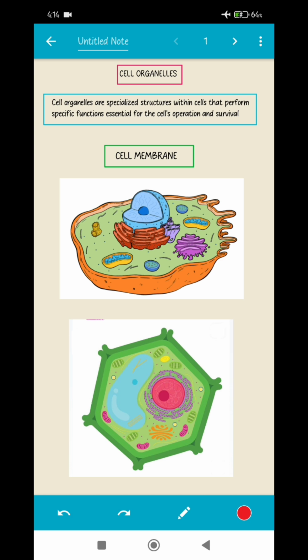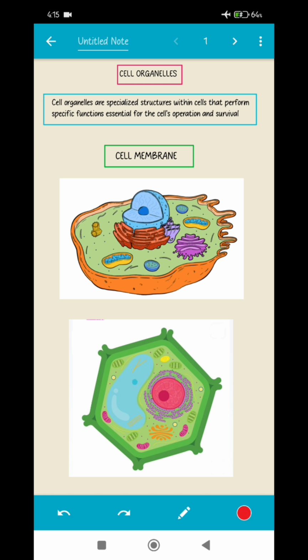We know that generally we always discuss plant and animal cells, and more or less you have an idea what the different structures present in the plant and the animal cell are, and how they are different from one another. So there are certain specialized structures in the cells which perform some specific functions. Those are known as cell organelles, and without the cell organelles, the cell's operation and survival, or even the survival and the operation of the organism, is not going to happen.